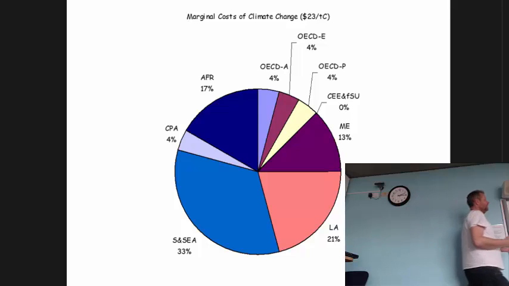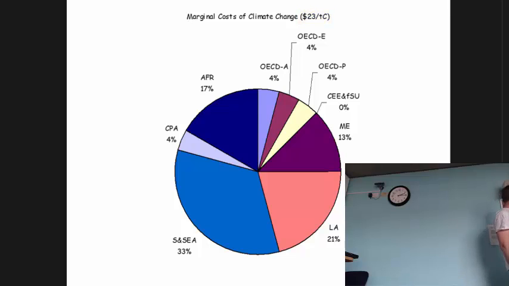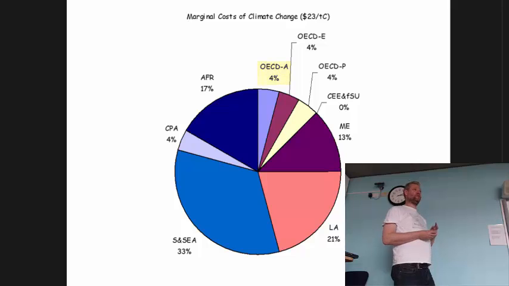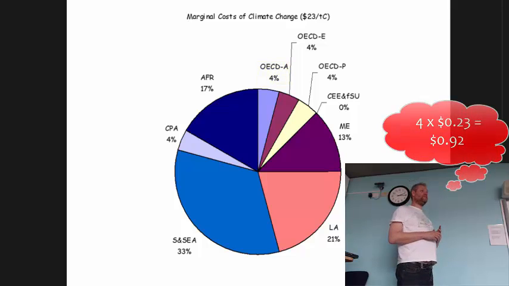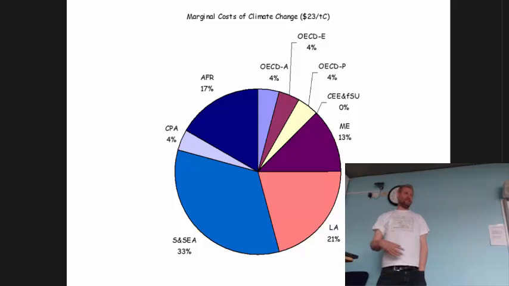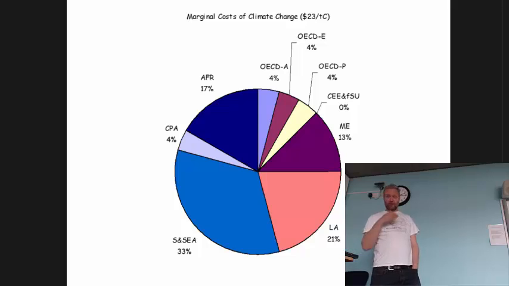In the cooperative solution, the USA would impose a carbon tax of $23. In the non-cooperative solution, the USA would impose a carbon tax that is 4% of $23. It is 8 cents, is that correct? So that is as simple as it gets. So a strong deviation between cooperative and non-cooperative.